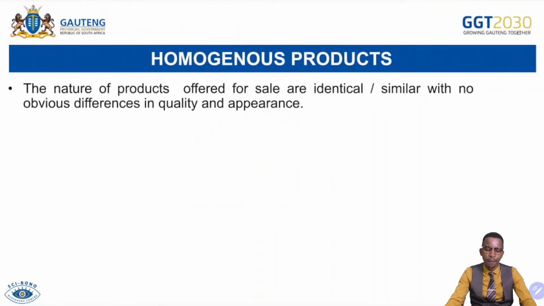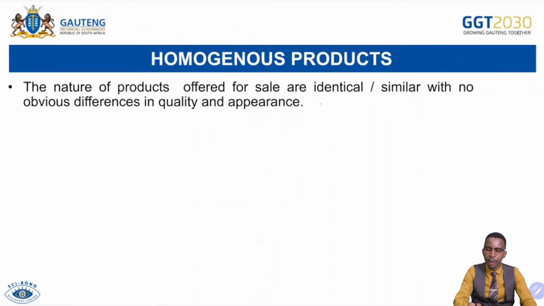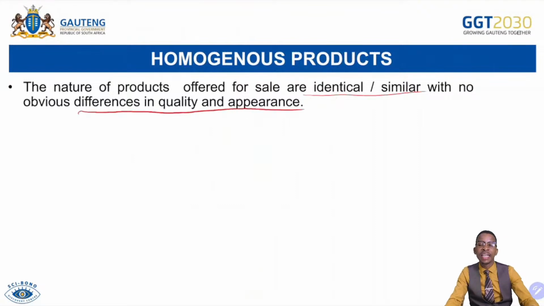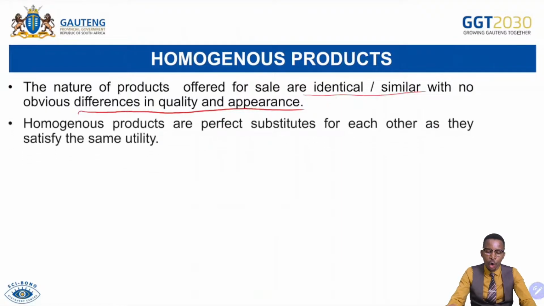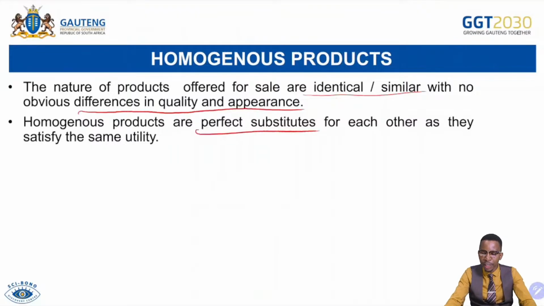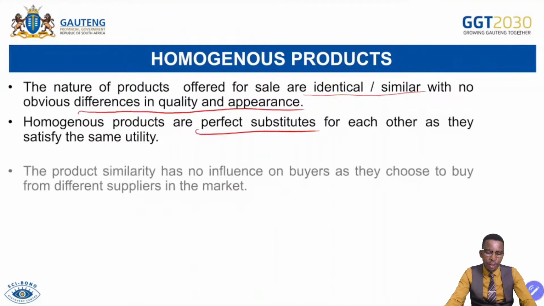Homogeneous products. If we talk about a homogeneous product, we refer to products that are similar to each other or they are identical. They don't have any obvious difference between each other. They are equal. They are similar in appearance, similar in quality. So in that situation, we say they are homogeneous. You can't easily see any difference, and they are perfect substitutes for each other. Homogeneous products are the perfect substitute for each other as they satisfy the similar or the same utility.